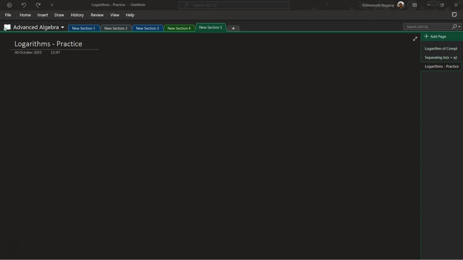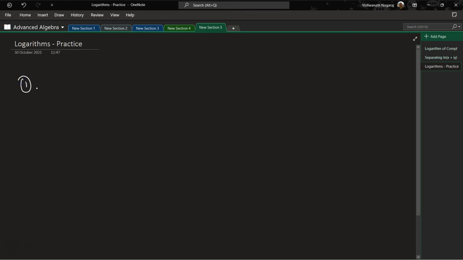Let's do some problems in logarithms. In high school, we learned that we can find logs of only positive numbers and not for negative numbers. That is true only if we are not willing to get into the complex world. But if you are willing to get into the complex world, then we can figure out the log of minus x. So we are going to figure out what is log of minus x.